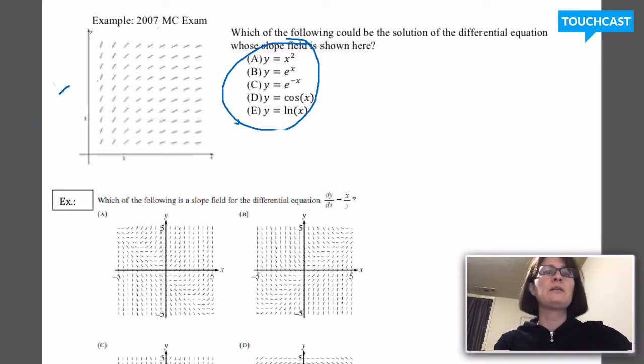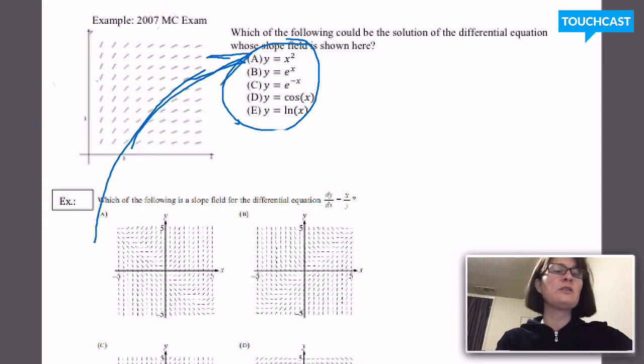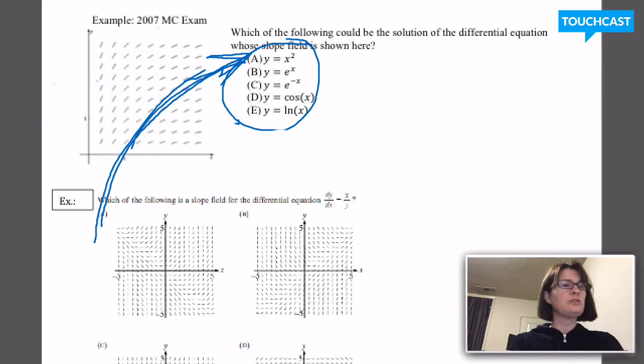So think about the natural log function, which looks like this. And you can see that of all the ones we've drawn in, that's the one that comes closest to lining up with the slope field pieces that are already there. So your answer here, y equals natural log of x.